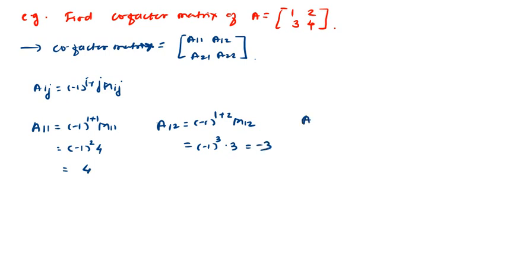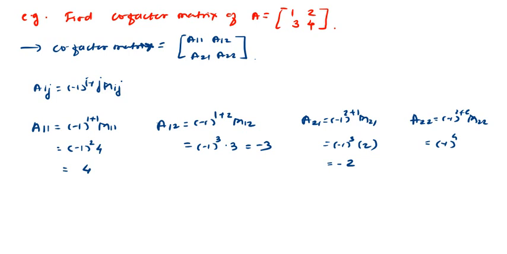Similarly, we can find A21, which is minus 1 raised to 2 plus 1 into M21, which is minus 1 raised to 3 into M21. M21 is the minor of the element A21. The A21 element is this. So hide column and row. What remains? 2. So write 2 here. So this will be minus 2. Similarly, we can find A22. This will be minus 1 raised to 2 plus 2 into M22, which is equal to minus 1 raised to 4 into M22. M22 is the minor of the element A22. The A22 element is this. Hide column and row. What remains? 1. So this will be 1.